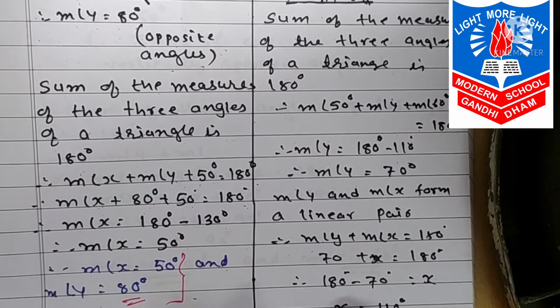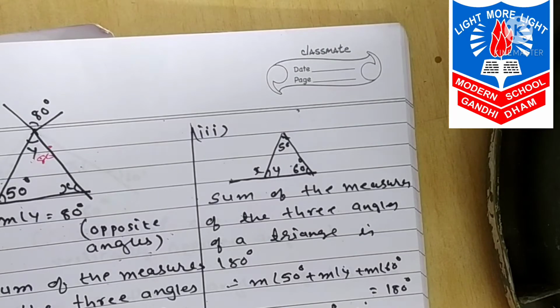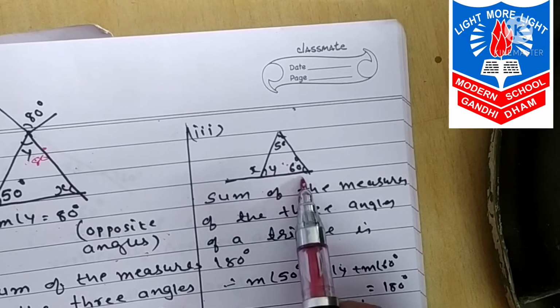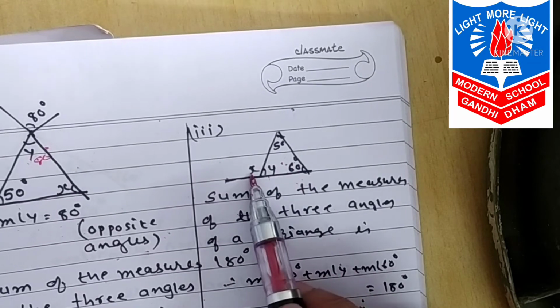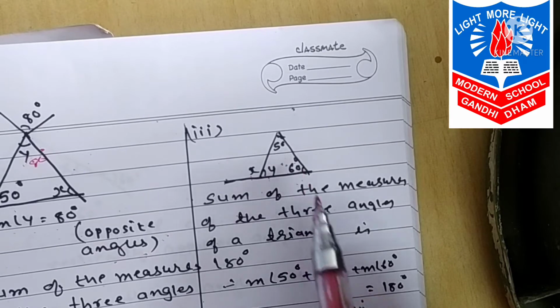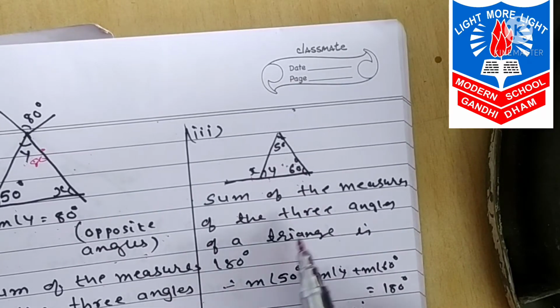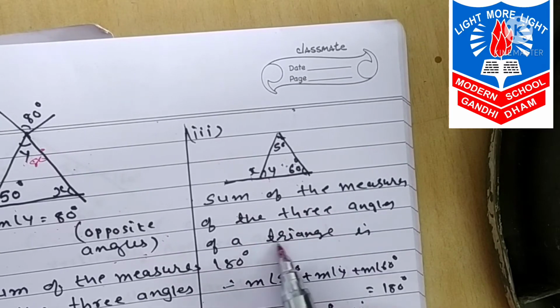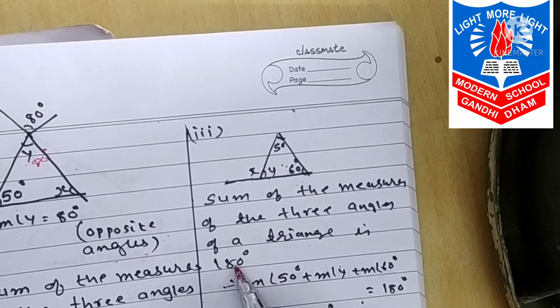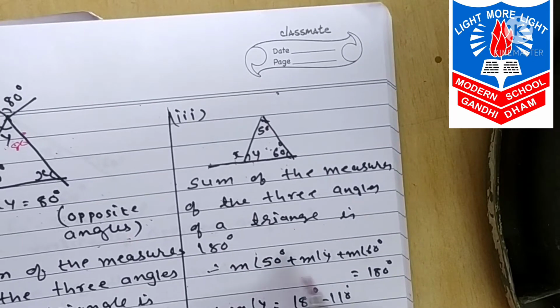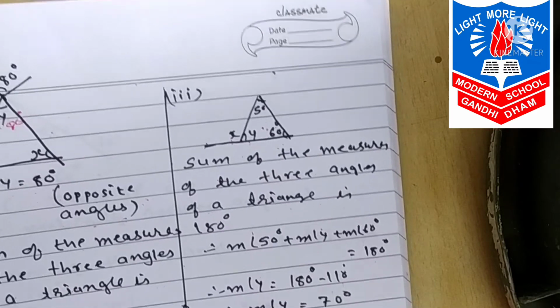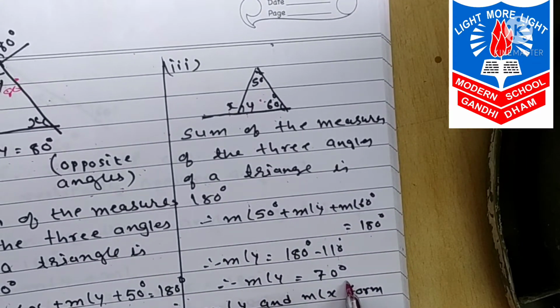That is our answer. Then the third one: you see here 50 and here 60 is given, and here y and here x. First you find the measure of y. So first the statement: the sum of the measures of the three angles of a triangle is 180. So measure 50 plus measure angle y plus measure angle 60 is equal to 180. Therefore 180 minus 110. So measure angle y is equal to 70 degrees.